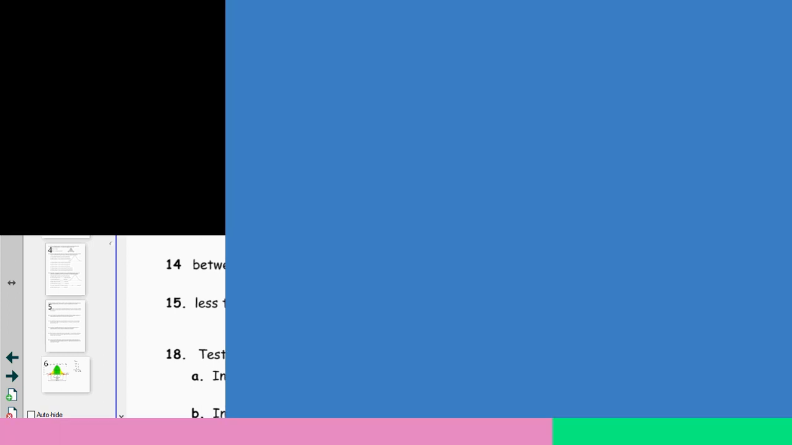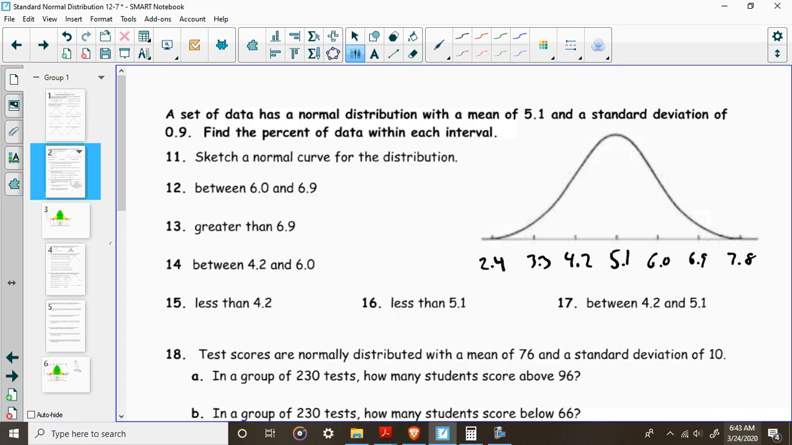Again, for these numbers, you should be able to do them in your head, but if not, you break out the calculator and do it that way. So that is number 11. Check that one off.